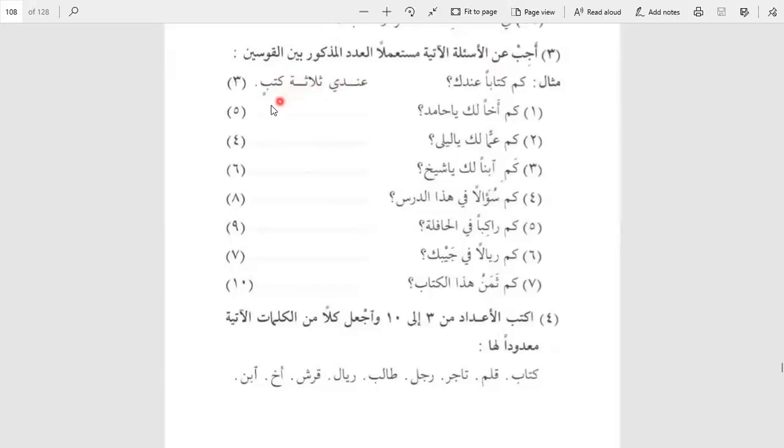Remember we said when we are dealing with numbers 3 to 10, we always have the ma'dud in plural form. And the adad is always opposite the ma'dud. So I want you to write all the numbers if you were following. How do we call 5, how do we call 4, how do we call 6, and so forth. So I want to give you this as an exercise.